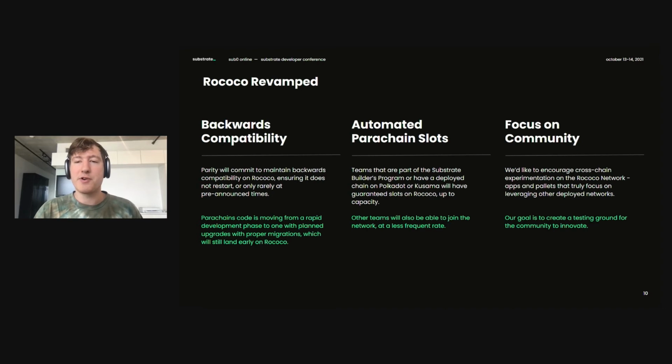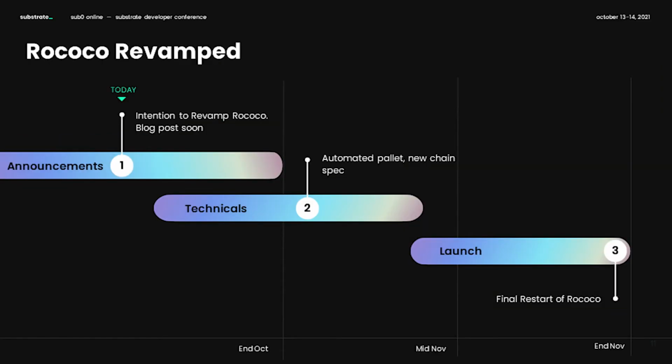And of course, this is a focus on community. We'd like to encourage cross-chain communication and experimentation on the Rococo network, right? Especially maybe at that higher level, not just of deploying parachains, but deploying things on top of parachains. I could see user interface or decentralized app developers that are leveraging multiple parachains really enjoying this testnet as well, that it's not just for the super hardcore, low-level builders. I'll give a timeline on what that's going to look like.